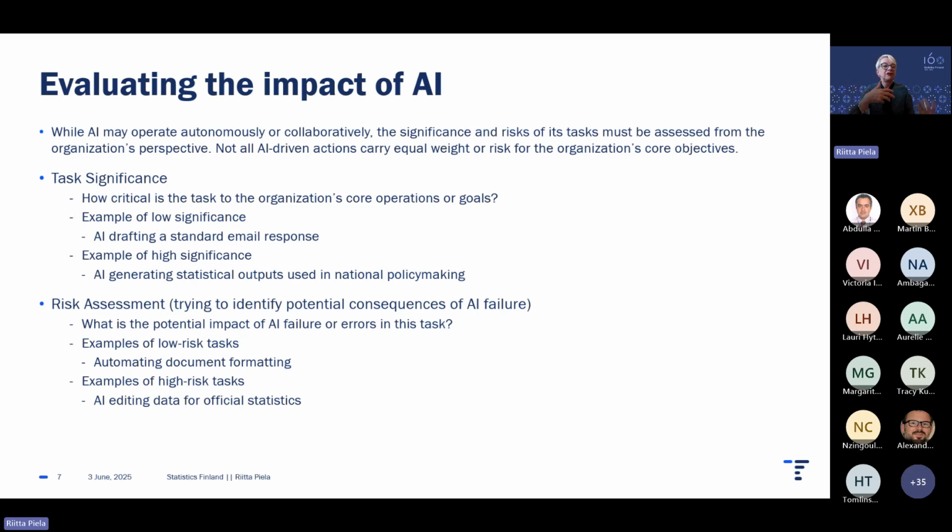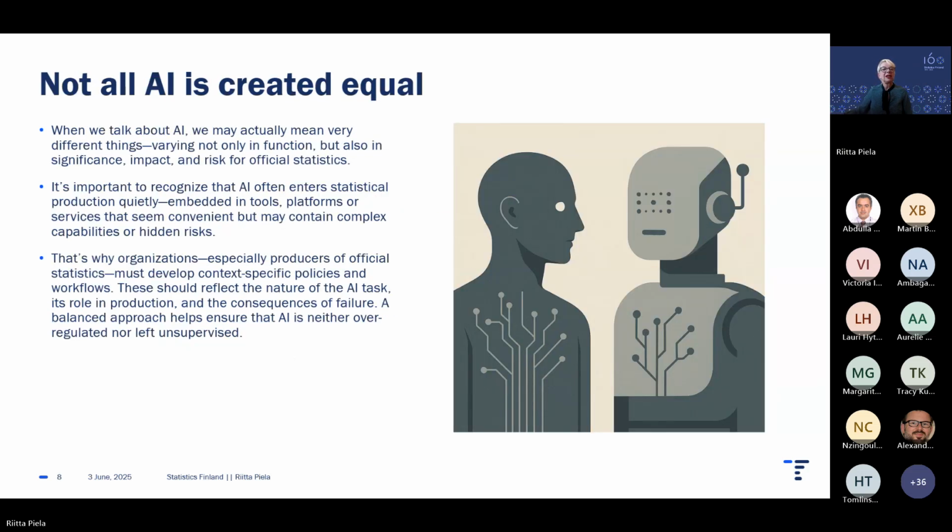But we also have to do risk assessment, where we try to identify the potential consequences when AI fails. What's the potential impact of AI failure in this task? You ask yourself this question. Examples of low-risk tasks: again, automating document formatting. And a high-risk task: what happens when AI editing data for official statistics fails? There's a huge difference. So not all AI is created equal.